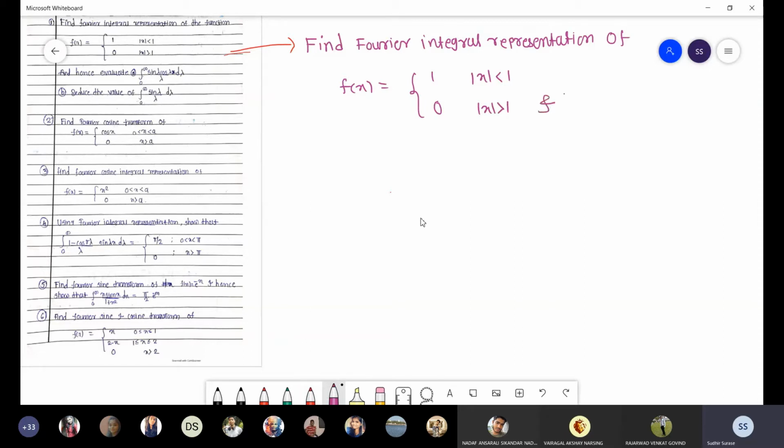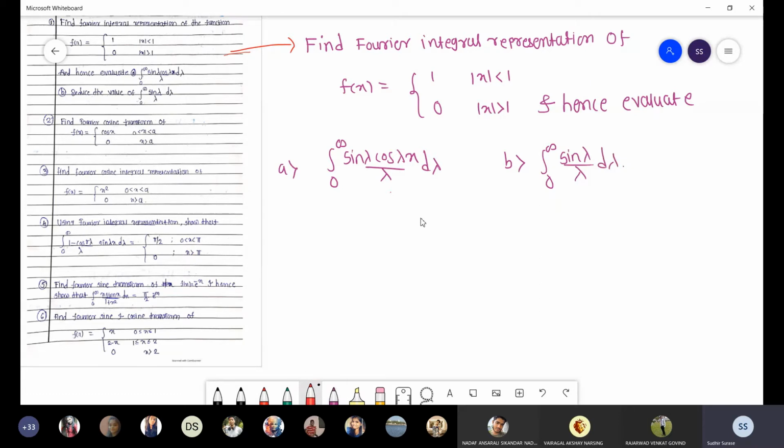Okay, and hence evaluate integral 0 to infinity sine lambda cos lambda x divided by lambda d lambda. And second, they are asking us to find integral 0 to infinity sine lambda divided by lambda d lambda. Okay, that is the question. So let us find the Fourier integral representation.